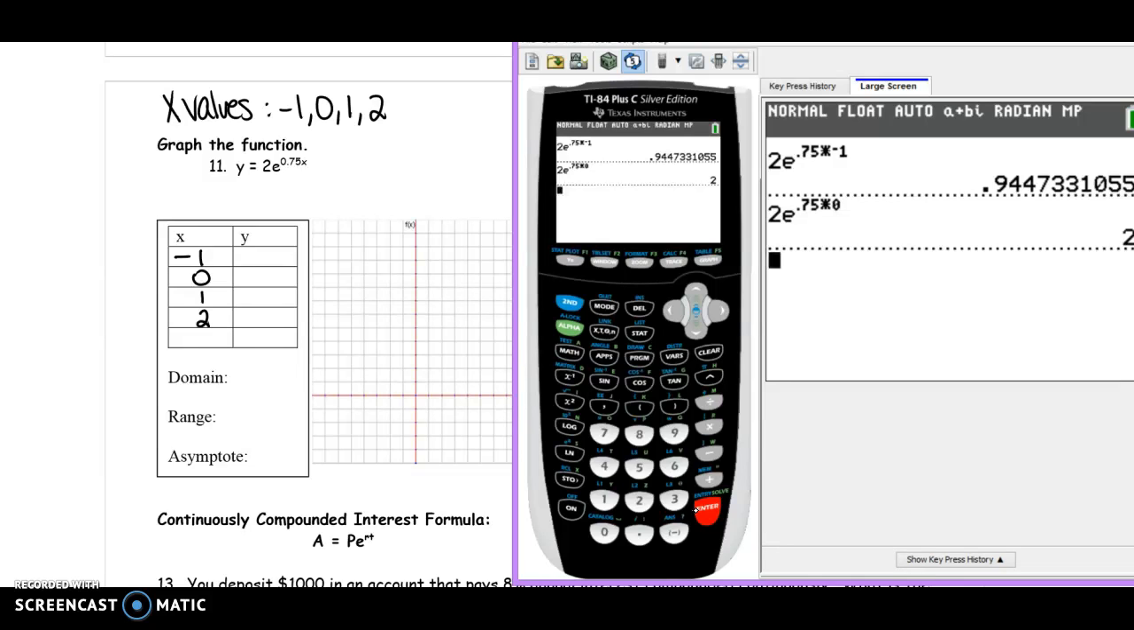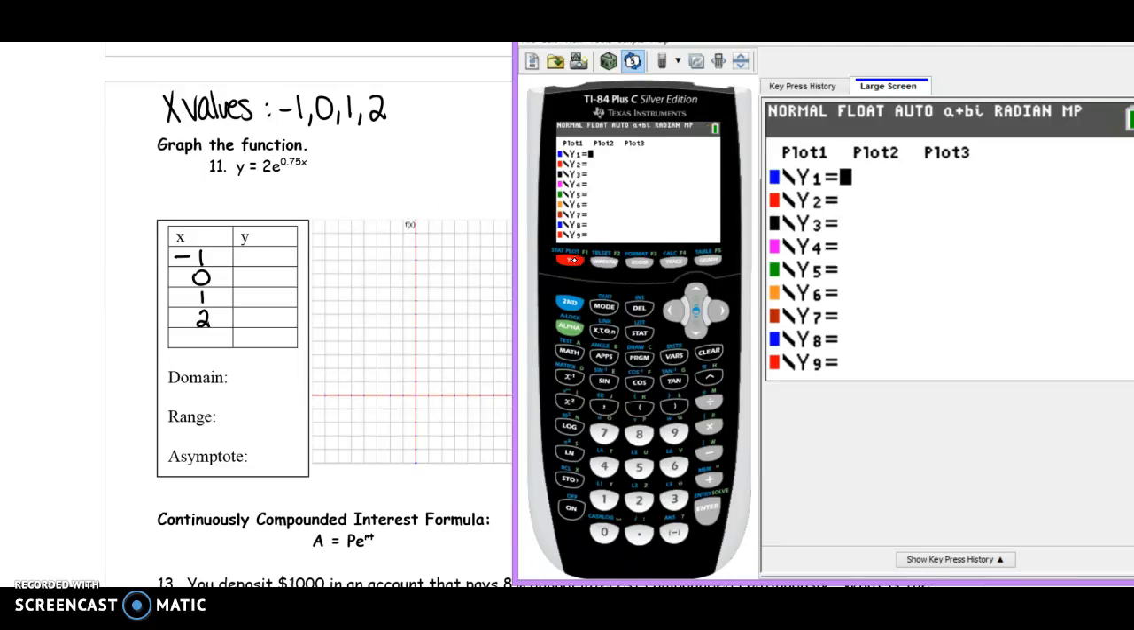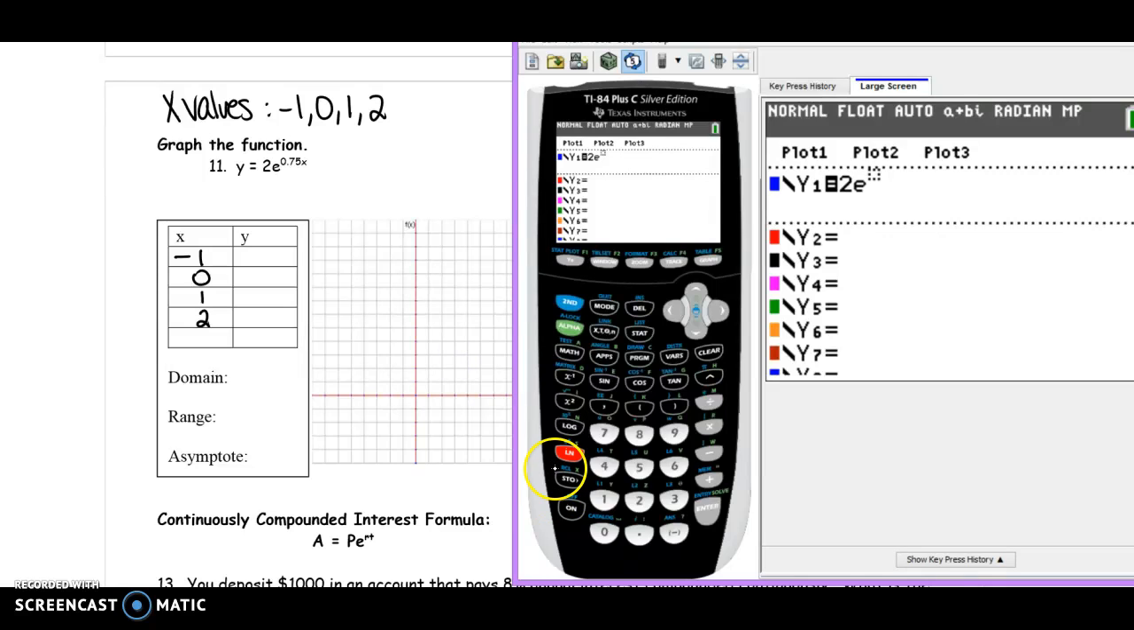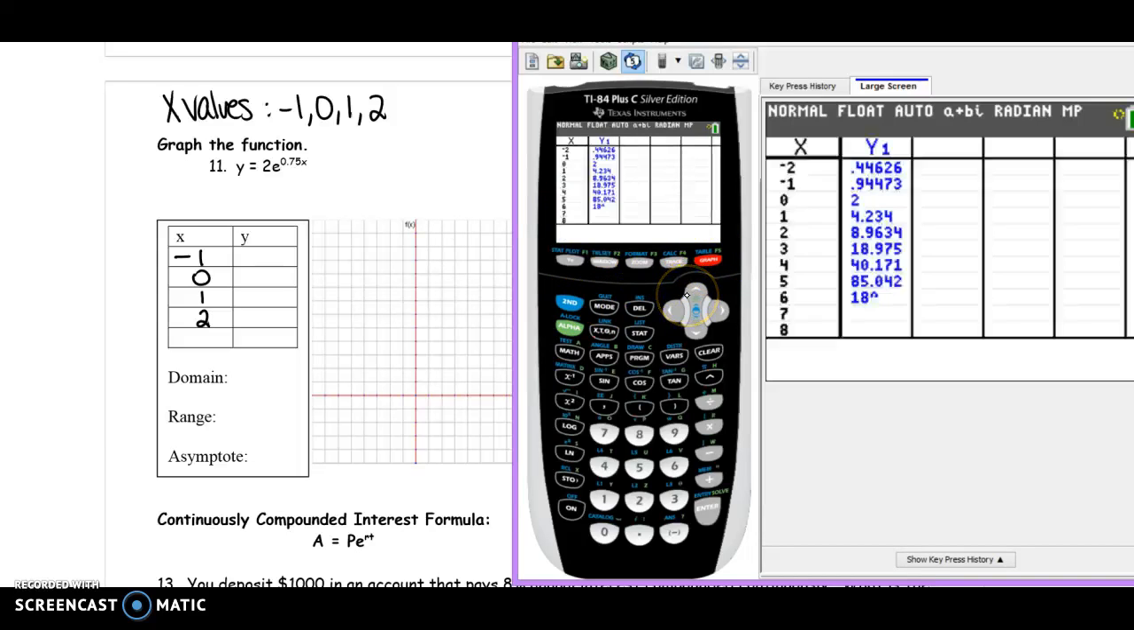Or, if you're using a graphing calculator, you can use the shortcut. Do you want the shortcut? The shortcut is go to the y equals button and punch this equation into the y equals. So y equals 2 times e raised to the 0.75x. I honestly don't care about the graph right now. I really care about the table of values. So once you have that equation entered, push second graph. That will take you to the table.